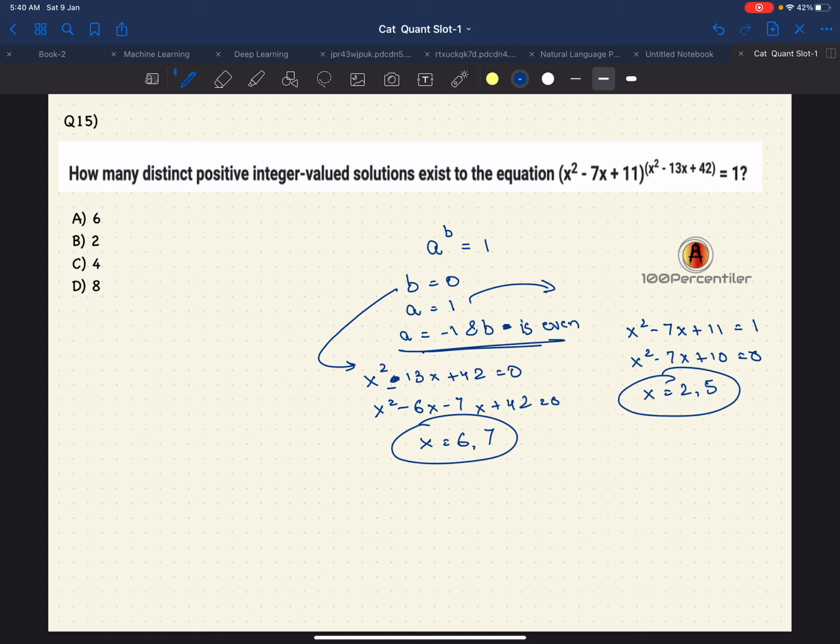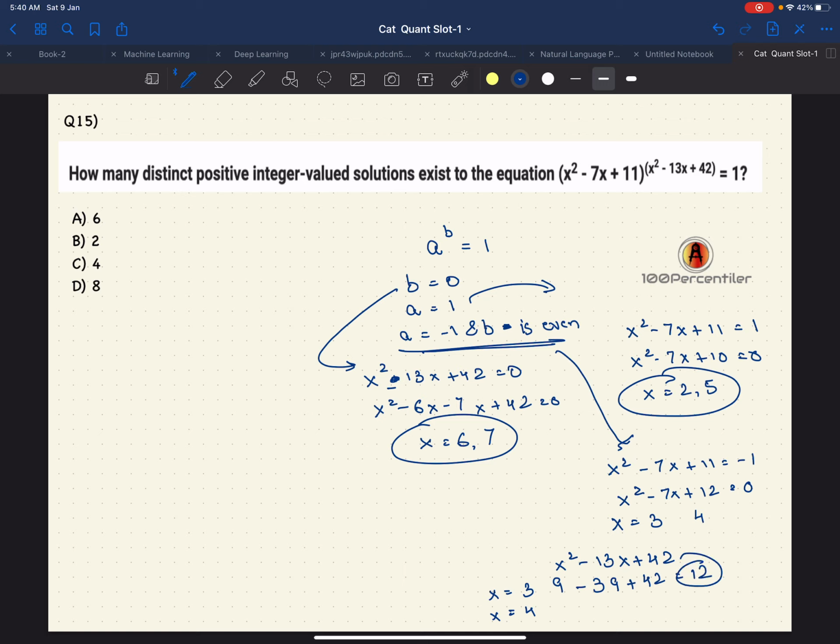Now looking at the third one, we have to check two conditions here. Let's look at the first one: x square minus 7x plus 11 equal to minus 1. So obviously x square minus 7x plus 12 equal to 0, and x is equal to 3 or 4. But we also have to check whether the power is even or not. So x square minus 13x plus 42 for 3 and for 4. For 3, this is 9 minus 39 plus 42. 42 plus 9 is 51, minus 39 is 12. So yeah, this is even.